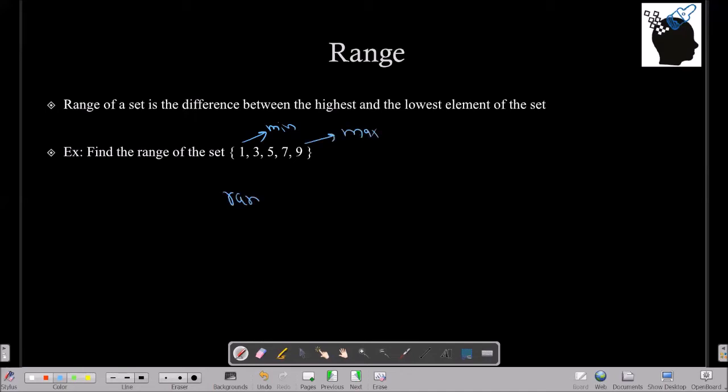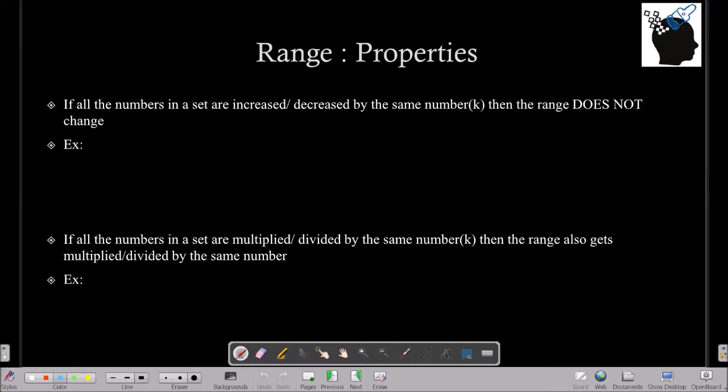So range is nothing but the maximum value minus the minimum value, which is 9 minus 1, which is nothing but 8. Let's see some properties of range now. So if all the elements in a set are increased or decreased by the same number, then the range does not change.